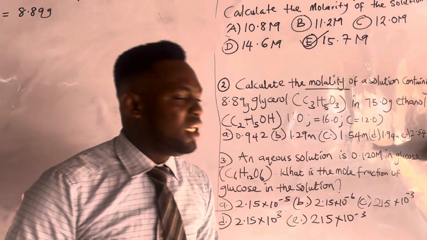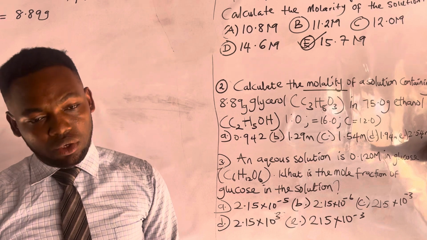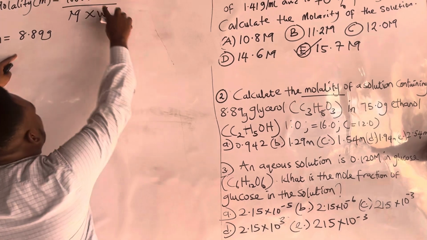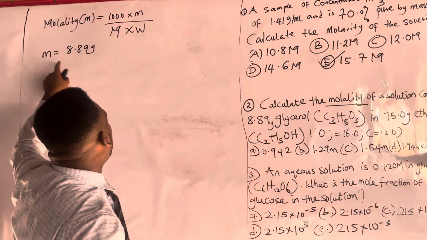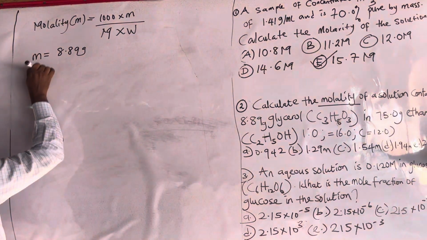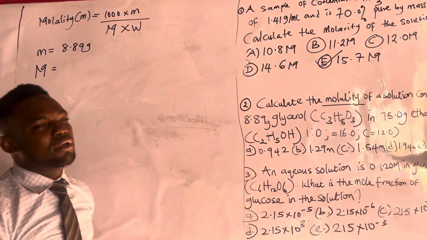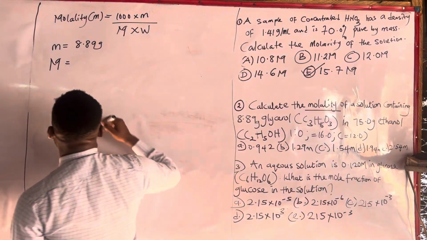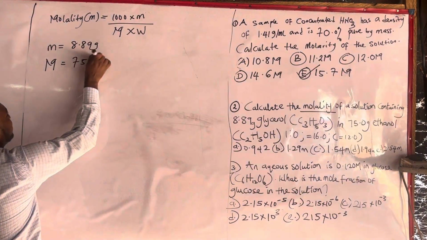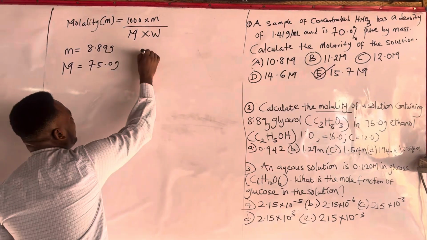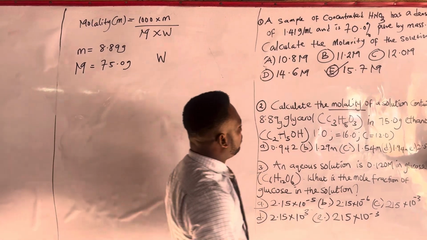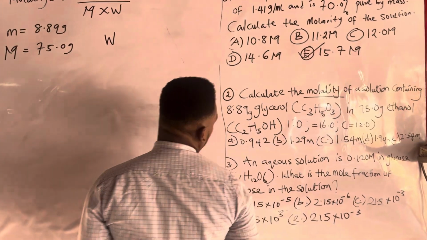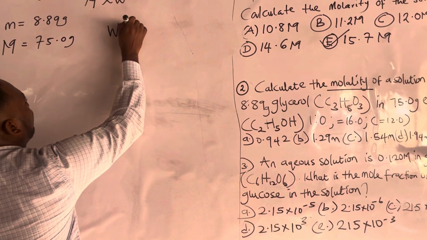This question is just like saying glycerol is dissolved in ethanol. Ethanol is the solvent, while glycerol is the solute. So the mass of solute is the mass of glycerol, while the capital letter M will be the mass of ethanol, which is the solvent, in gram. And what is it there? 75.0 gram. Then what else do I need? I need W. And W, we can get it as the molecular weight of the solute, which is the molecular weight of glycerol.